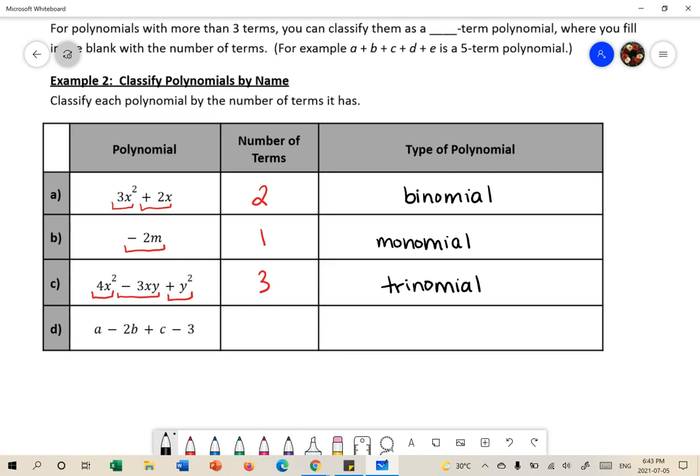Finally, a subtract 2b plus c subtract 3. 4 terms, we would call this a 4-term polynomial.